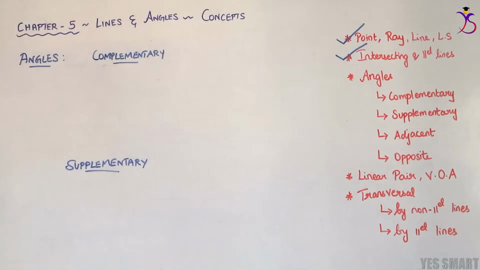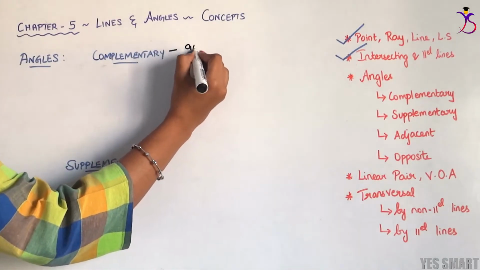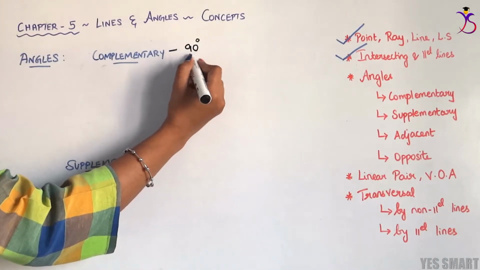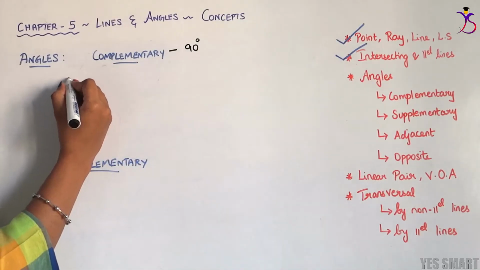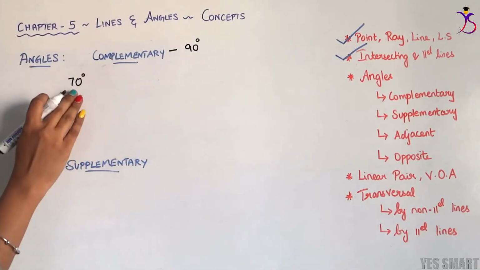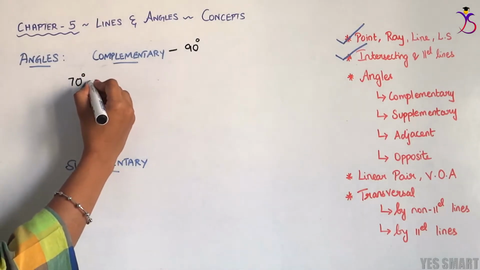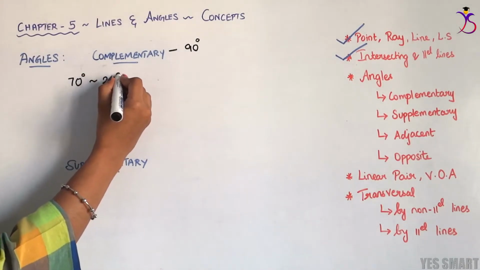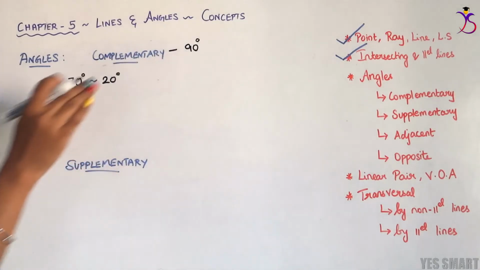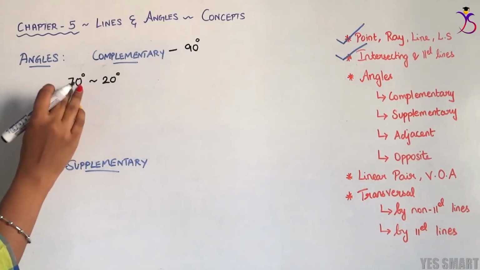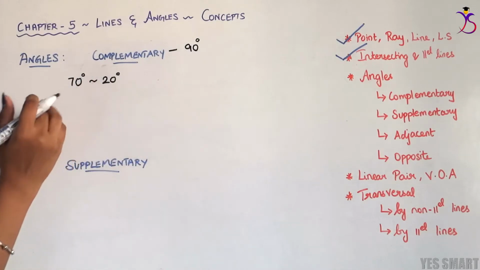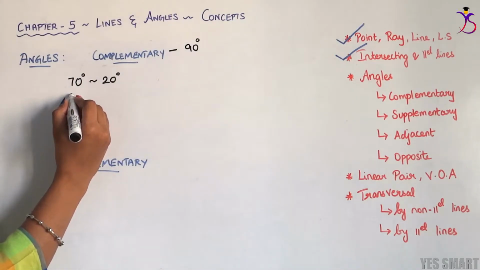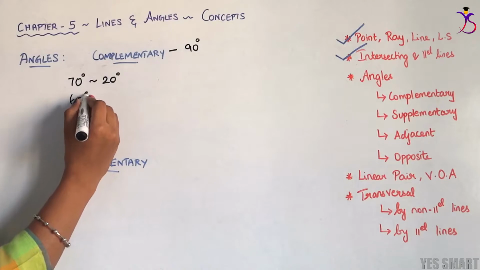When you think about the categories of angles, we have two: complementary and supplementary angles. For complementary angles, if you add two angles together, you will get 90 degrees. For example, if you take 70 degrees and add 20 degrees to it, you will get 90 degrees. Therefore, these angles complement each other. The complementary angle of 70 degrees is 20 degrees and vice versa. The complement of 20 degrees is 70 degrees. Similarly, other examples, 60 degrees.